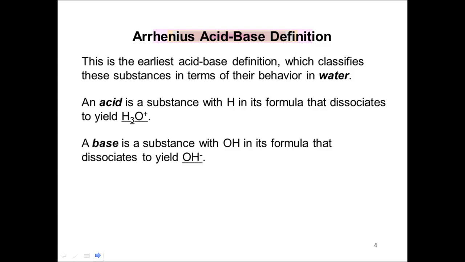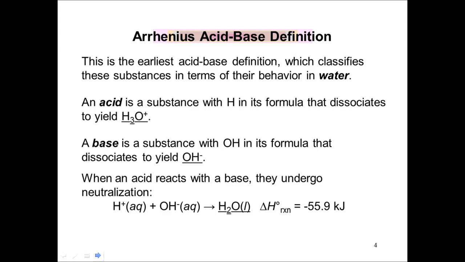On slide 4, the official Arrhenius acid-base definition. This is the earliest acid-base definition, which classifies substances by how they act when they are in water. An acid is a substance with hydrogen in its formula, and when it dissociates, it will yield hydronium ions, H3O+. A base is a substance with hydroxide ions in its formula, and when it dissociates, it will yield hydroxide ions. When an acid reacts with a base, we undergo neutralization and make water. The delta H for this reaction is minus 55.9 kilojoules.